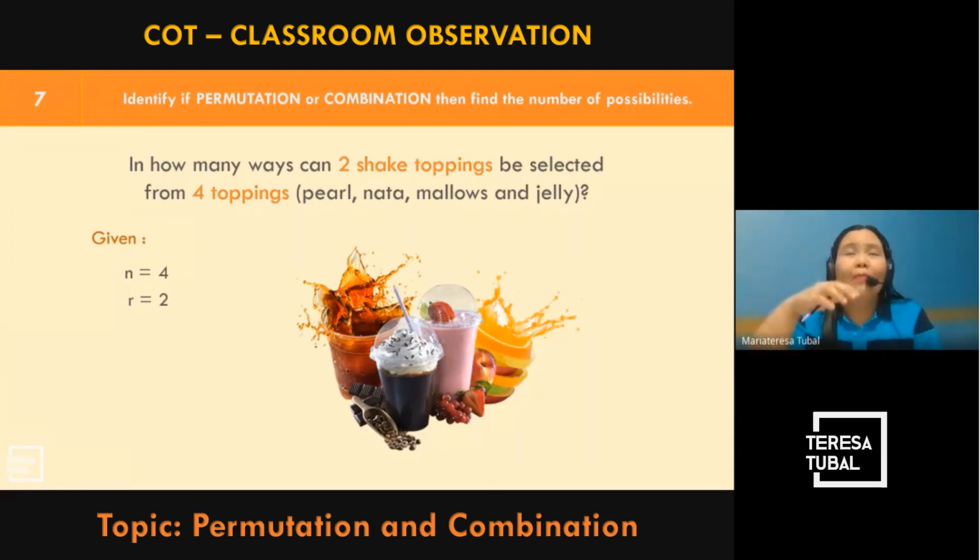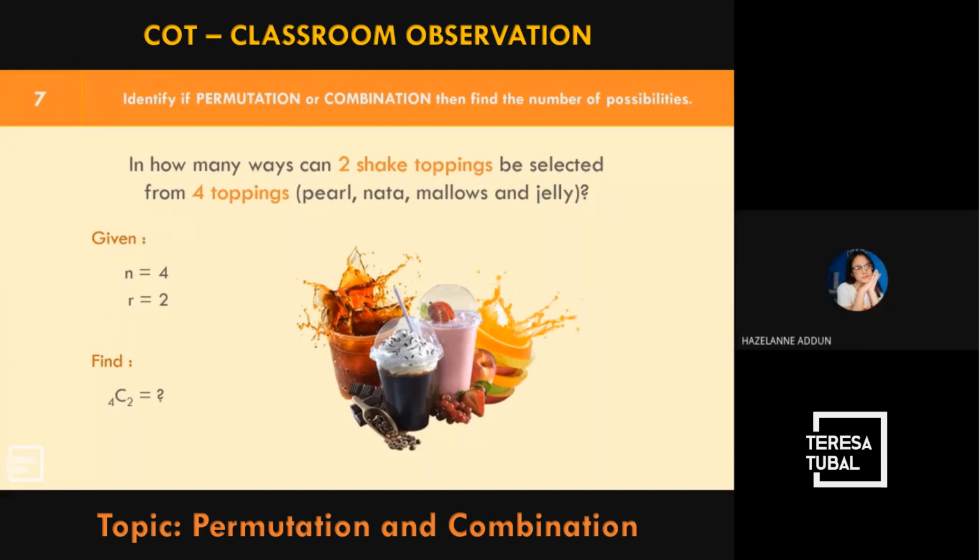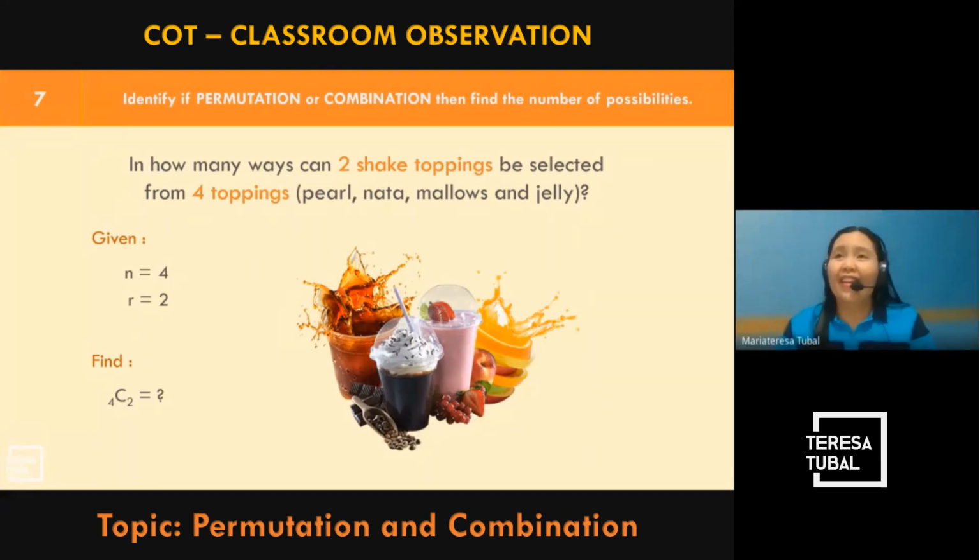Imagine niyo, maybe mahilig kayo sa milk tea. Yung positioning nun, hindi mo naman mapuposition na, okay, nata, afterwards mallows, and then jelly. Pag inikot mo lang ng konti yun, hindi na yun in a position. So, ibig sabihin nun, in any order, or order that's not important. So, if that is the case, this example is a combination. Yes, Hazel? Any question? Wala po ma'am. Okay. Sige, lower hand ko.